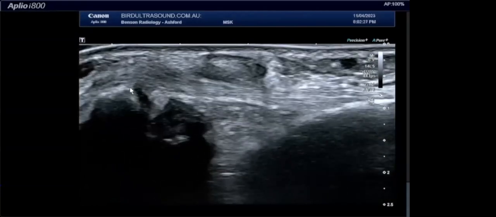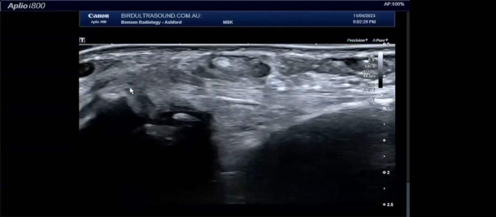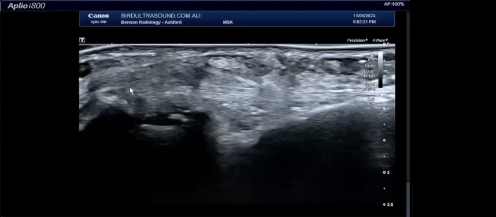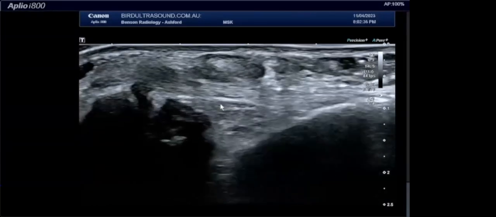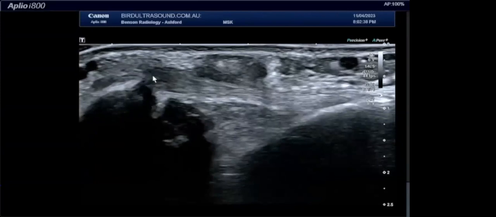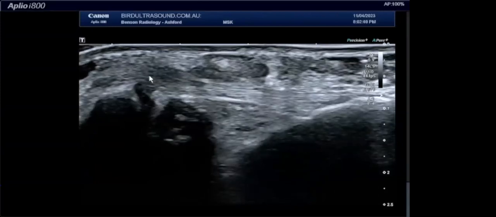Now we've got the patient prone. I really haven't bothered to put the patient into any inversion or dorsiflexion stress maneuver at all. Just got the patient laying relaxed in a prone position, but definitely you can see this fibular end of the calcaneofibular ligament with a lot more definition.